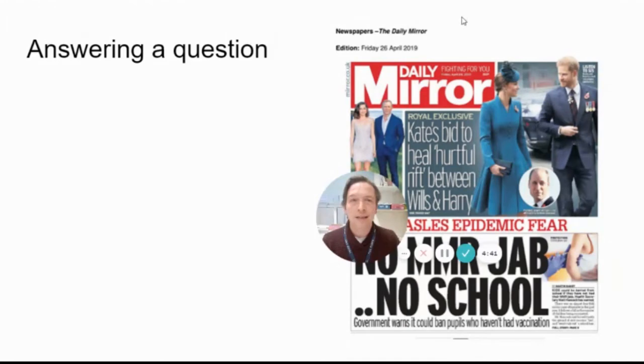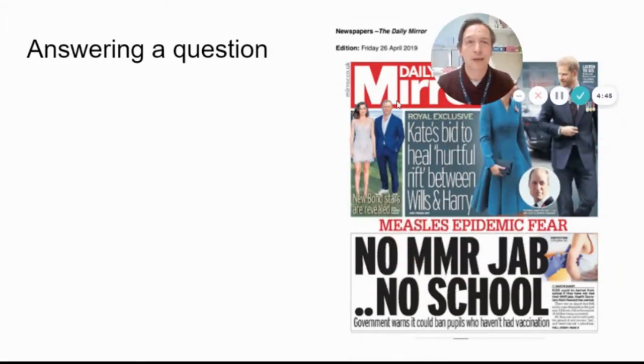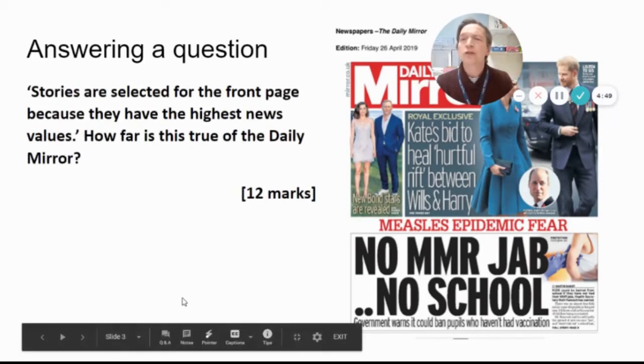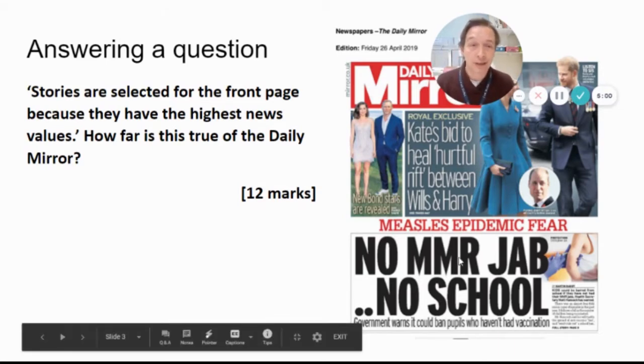Now, let's have a look at the question that we're going to have to answer about this particular CSP. Stories are selected for the front page because they have the highest news values. How far is this true of the Daily Mirror? Well, let's have a look at the Daily Mirror. We've got 1, 2, 3 stories. No MMR jab, no school. Kate's bids to heal hurtful rift between Wills and Harry, and new Bond stars are revealed.